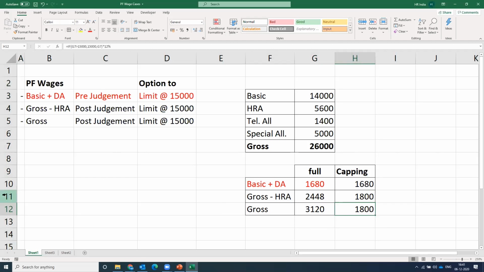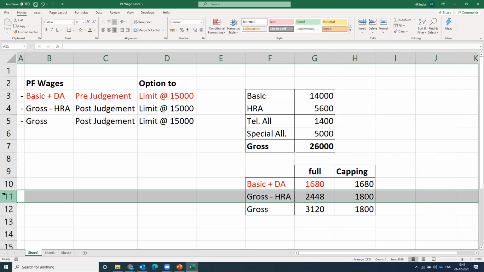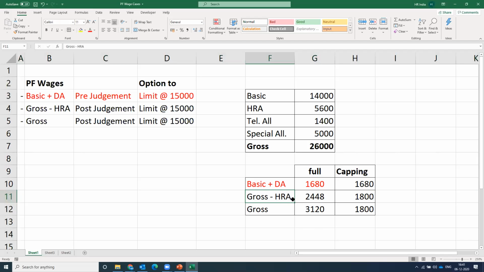Even if you are calculating on gross minus HRA, some compliance person can ask you why you have excluded HRA. They may ask you, because consider those situations where a person, let's take this example only, and we are considering this case here, that we are calculating PF on gross minus HRA, but this person is getting HRA, house rent allowance, but he's not living in a rented accommodation.